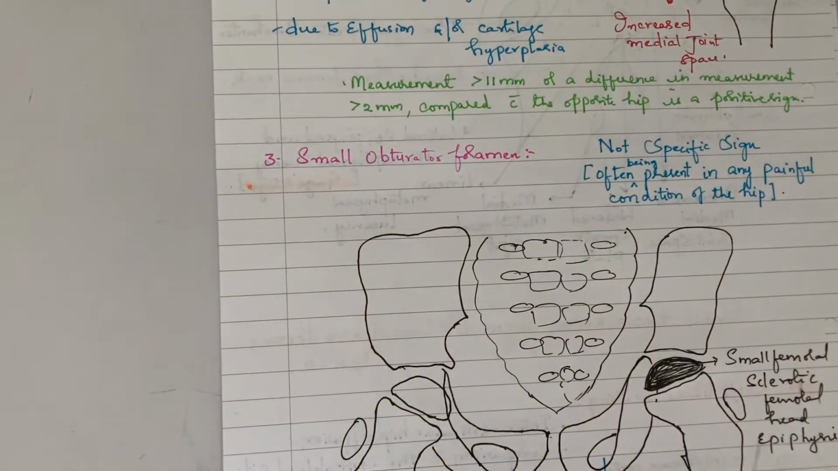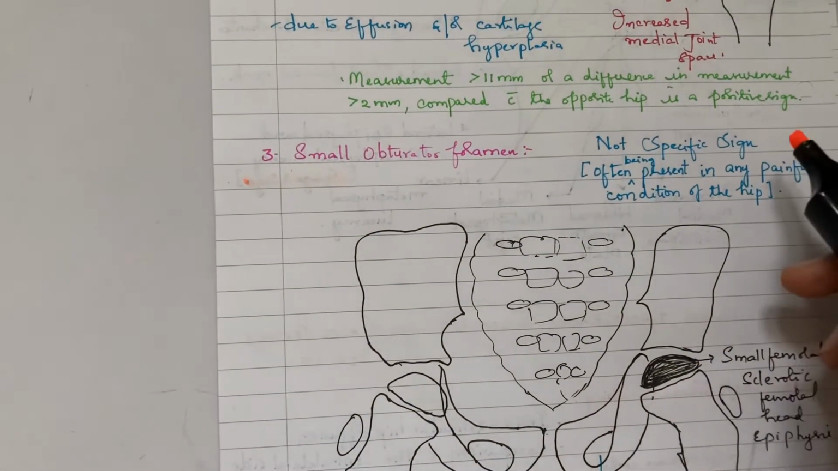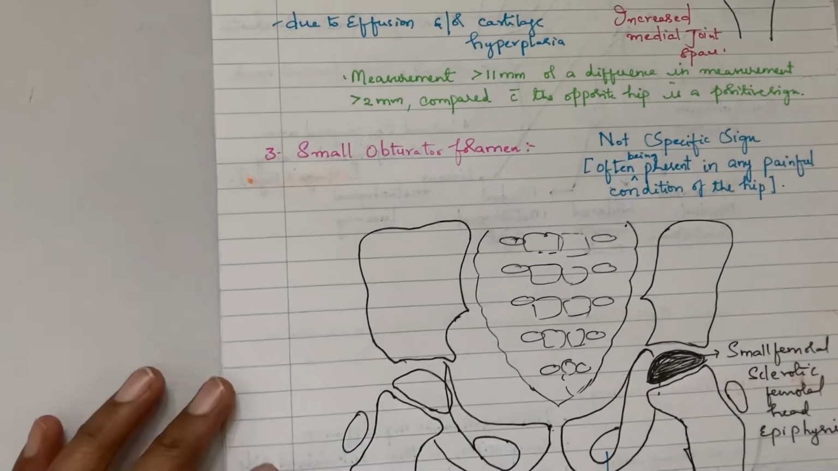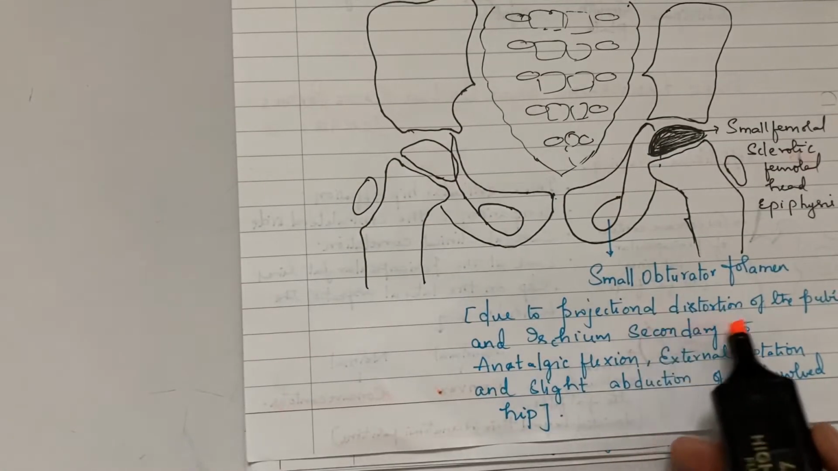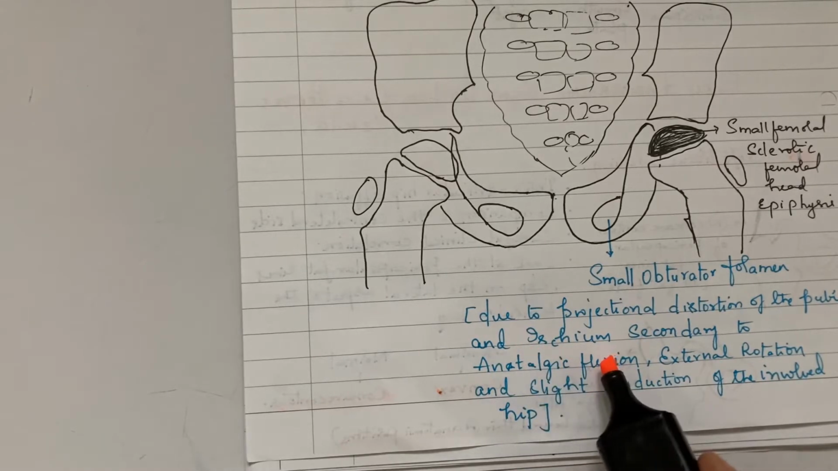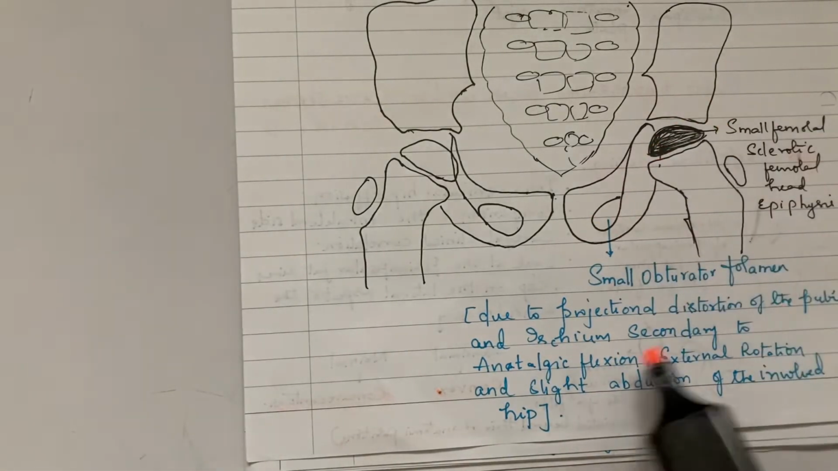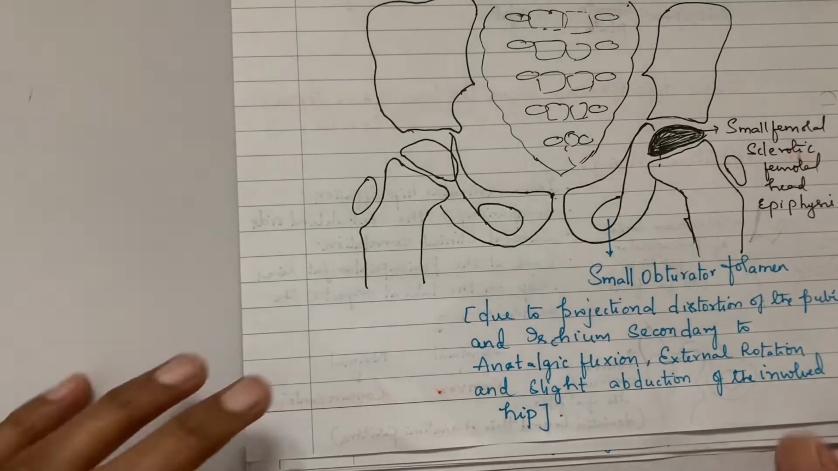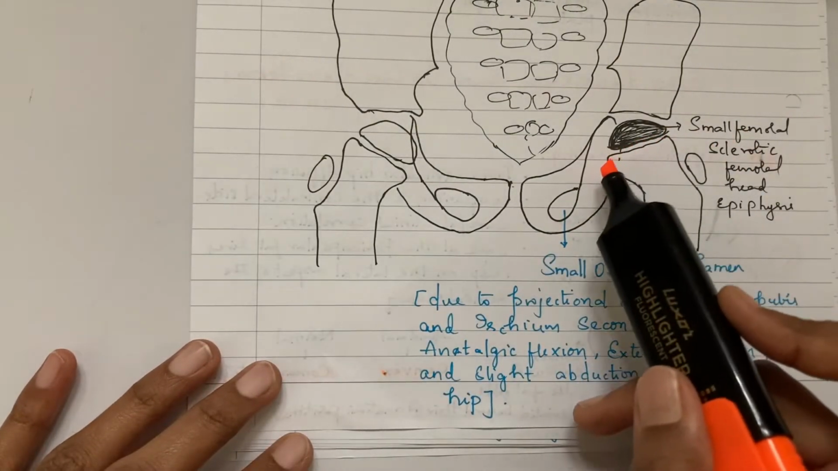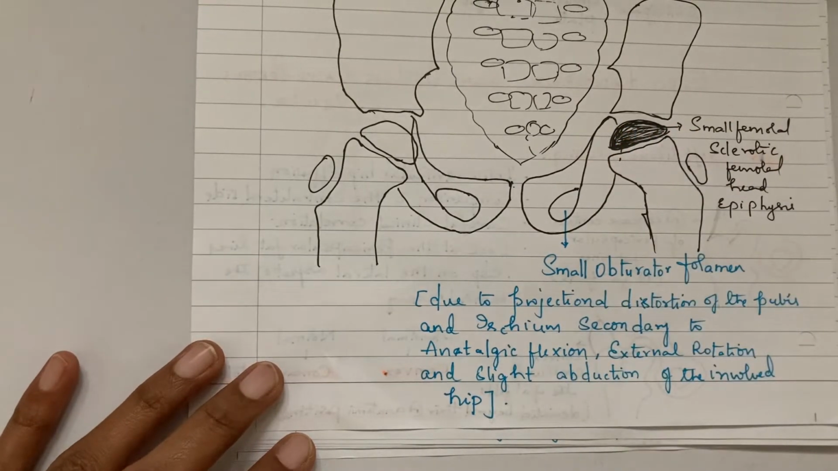Then coming to small obturator foramina. It is not a specific sign, often being present in any painful condition of the hip. When you compare with the opposite side, this obturator foramen is very small. Why is it small? This is due to projectional distortion of the pubis and ischium, secondary to antalgic flexion, external rotation and slight abduction of the involved hip. Due to pain and positional change, there will be a small obturator foramen. Here you can also see a small sclerotic femoral head epiphysis.